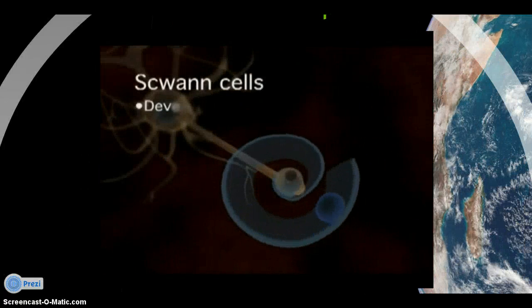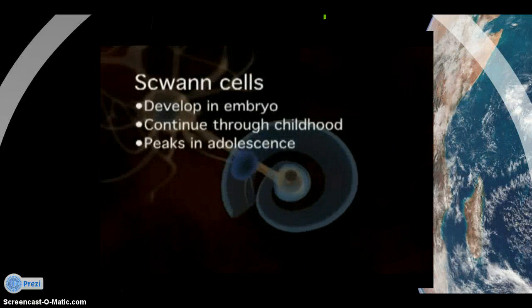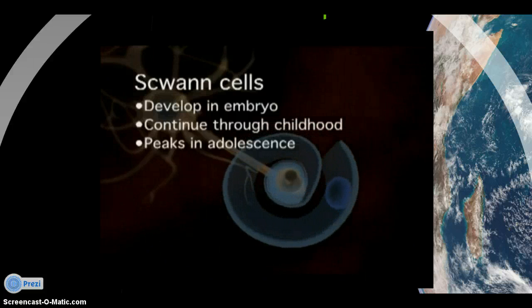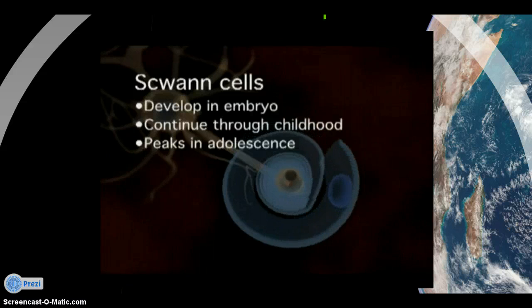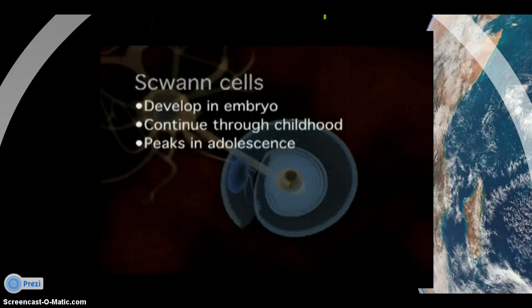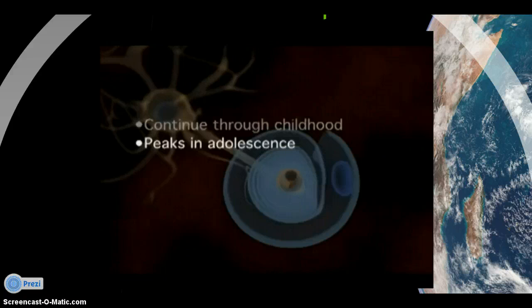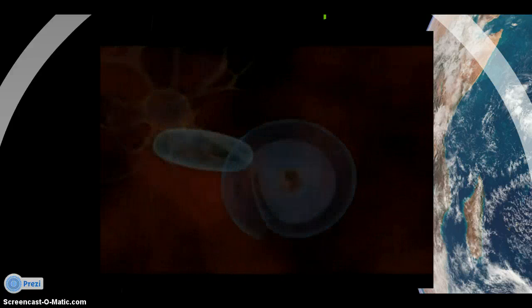Axon. Schwann cells start to develop in the embryo and continue to increase the wrapping around the axon through childhood. This development increases the thickness of the wrappings, which peaks in adolescence. This is why teenagers have such quick responses.